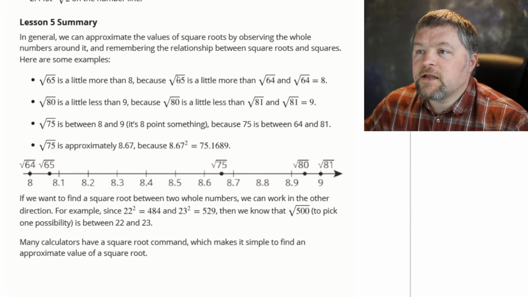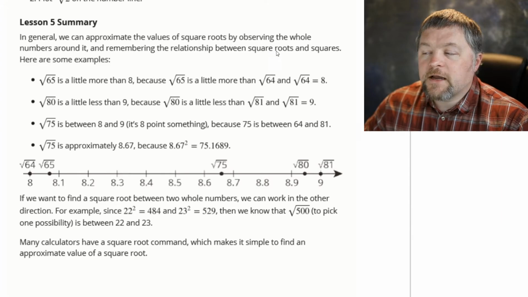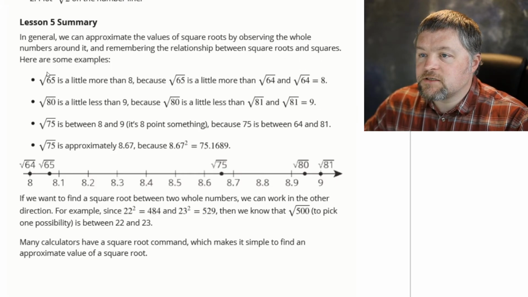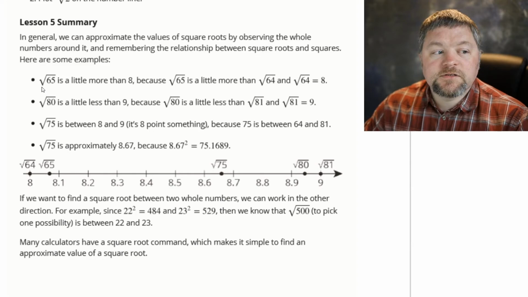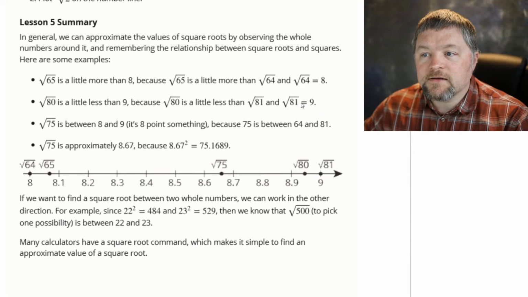Our quick summary: in general, we can approximate the values of square roots by observing the whole numbers around it and remembering the relationship between square roots and squares. Here are some examples. The square root of 65 is a little more than 8 because the square root of 65 is a little more than the square root of 64, and the square root of 64 is 8. The square root of 80 is a little less than 9 because the square root of 80 is a little less than the square root of 81, and the square root of 81 is equal to 9.